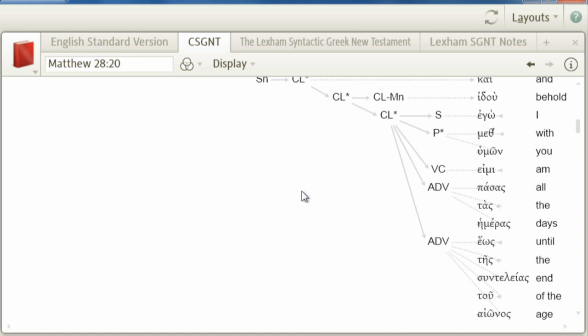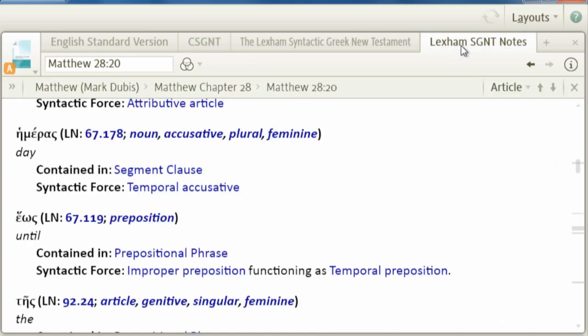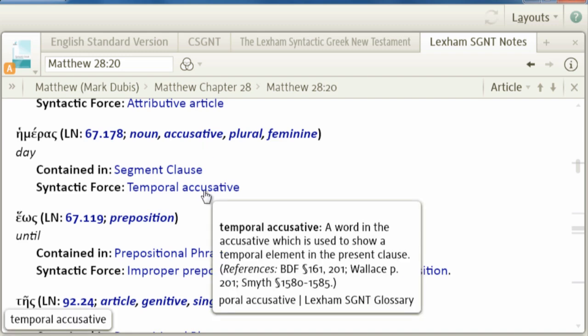Now let's take a look at the word in the Lexham Syntactic Greek New Testament, expansions and annotations. And here we have hemeras, which is translated day, the Louw-Nida number here with domain number 67. In form, or in case, it's accusative. And here we have the syntactic force, temporal accusative, which is just another way of saying accusative of time. A word in the accusative which is used to show a temporal element in the present clause. So now let's zoom back out here.